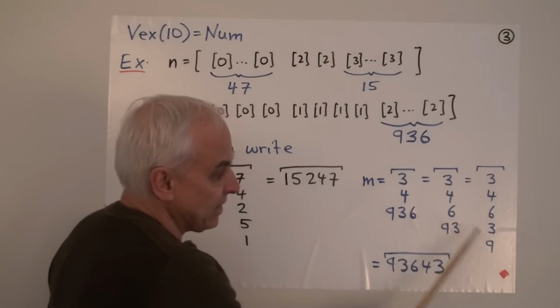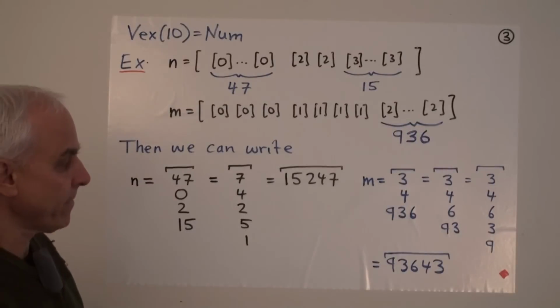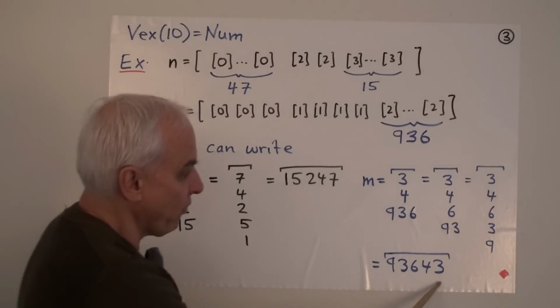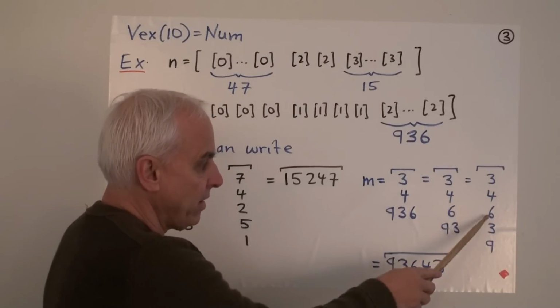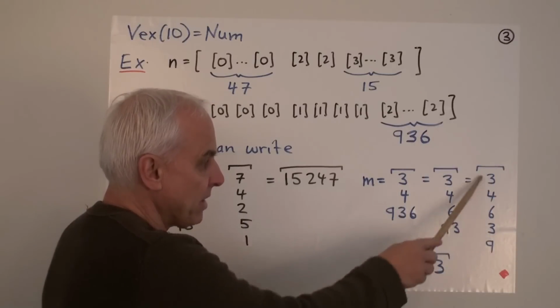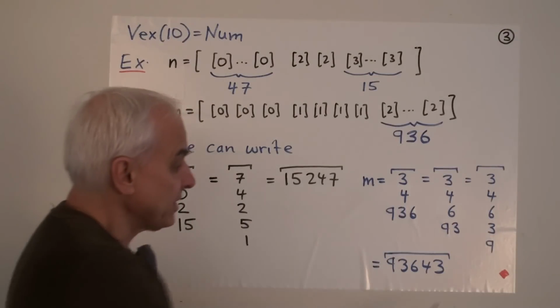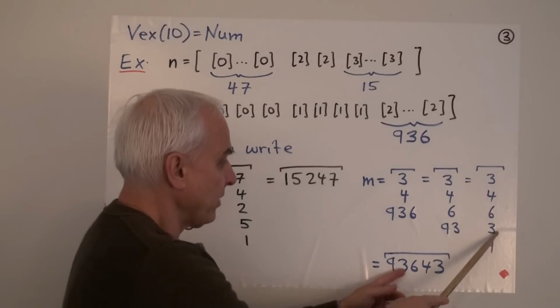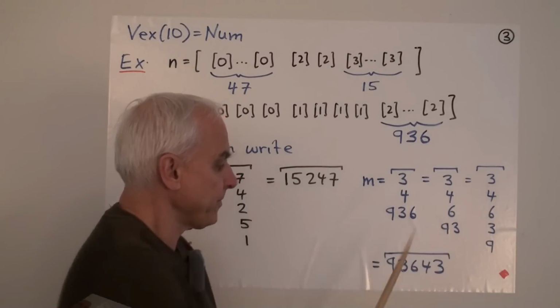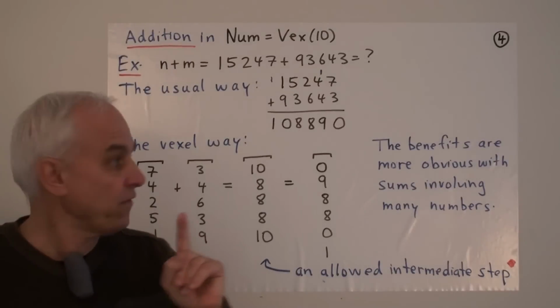Now this thing is in extended form. And here's the corresponding compressed form, where we bring everything to the top. So this 4 becomes 40, this 6 becomes 600, this 3 becomes 3,000, and this 9 becomes 90,000, for a total of 93,643. All right, so let's look at addition first.